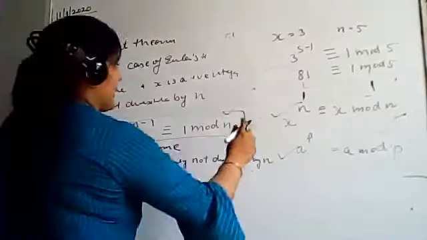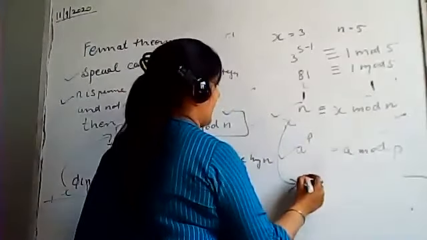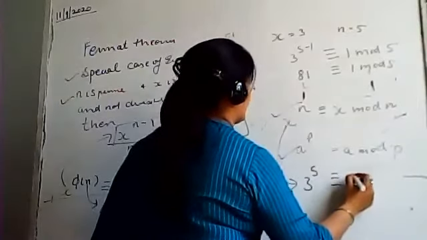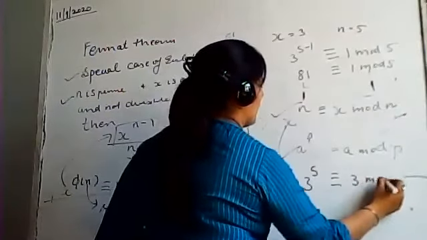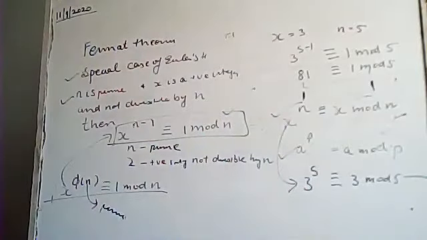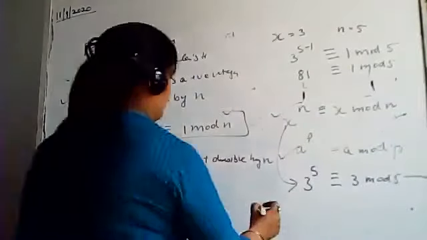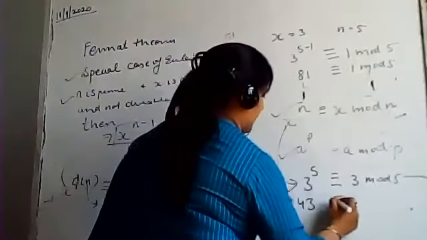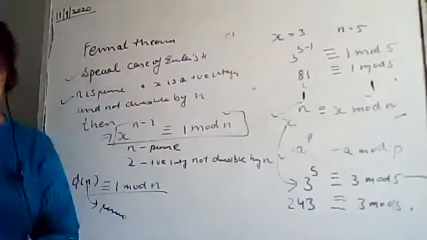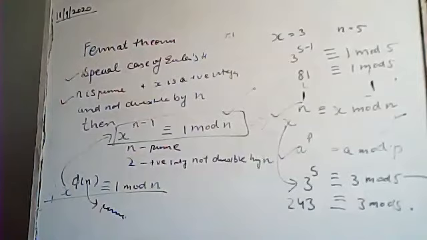Okay? So x raised to power n, if I equate like this, x is 3, n is 5, that is 3 mod 5. You can also equate like this. So what will be the answer? 3 raised to power 5 is 243. That will be congruent to 3 mod 5.